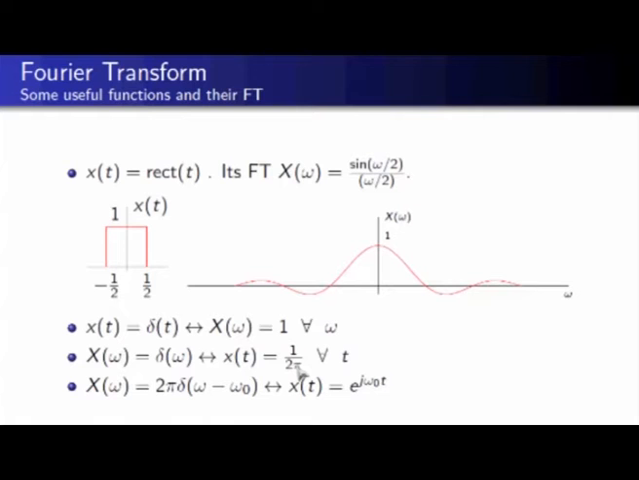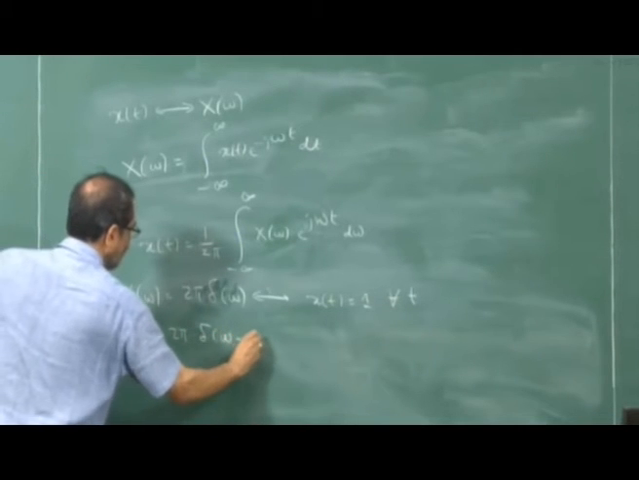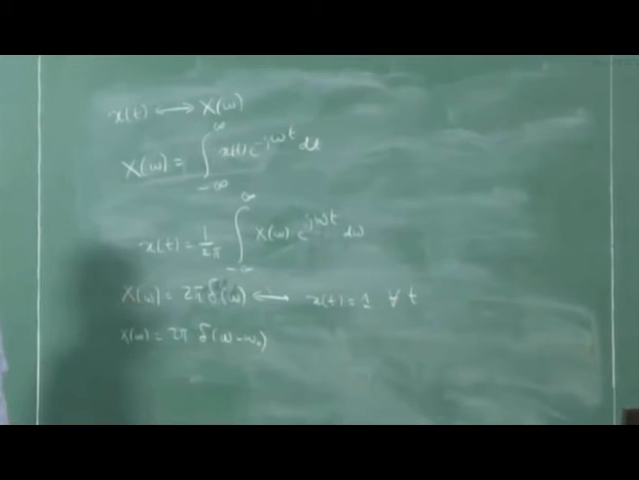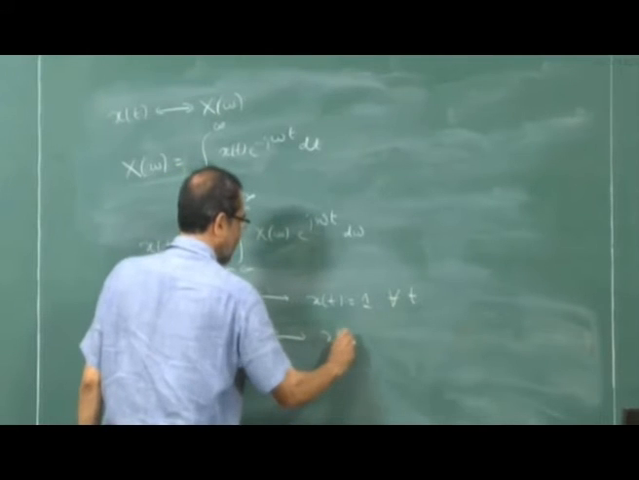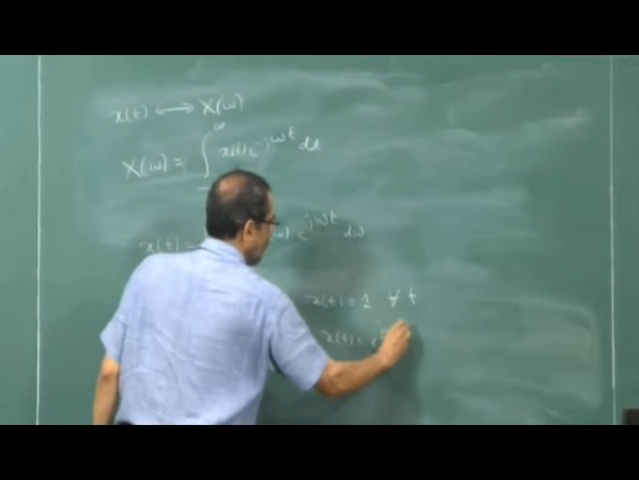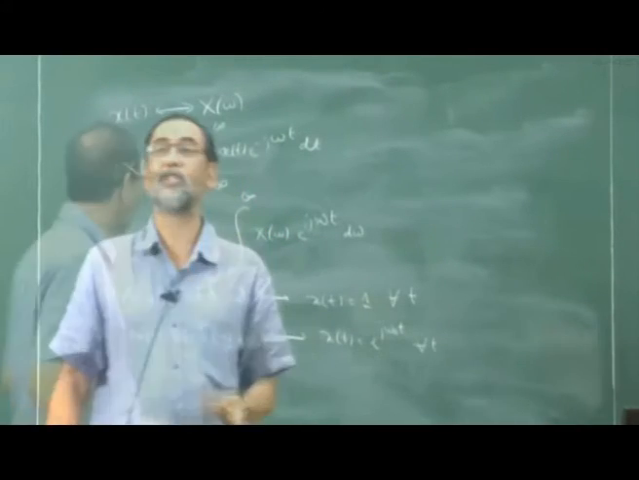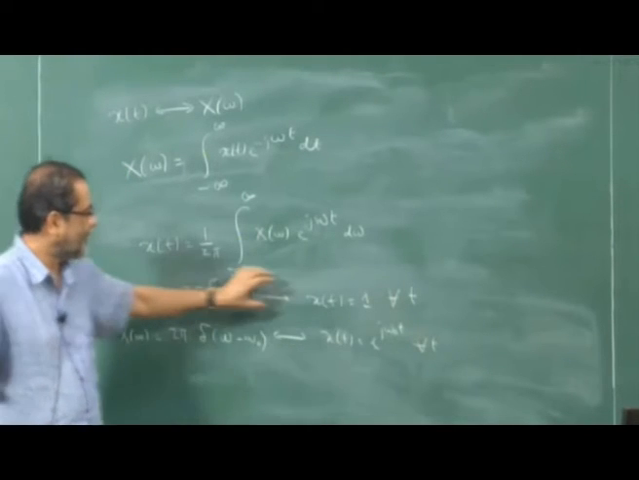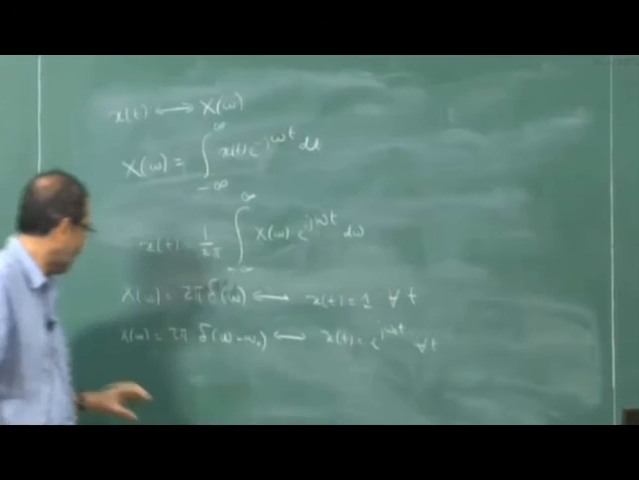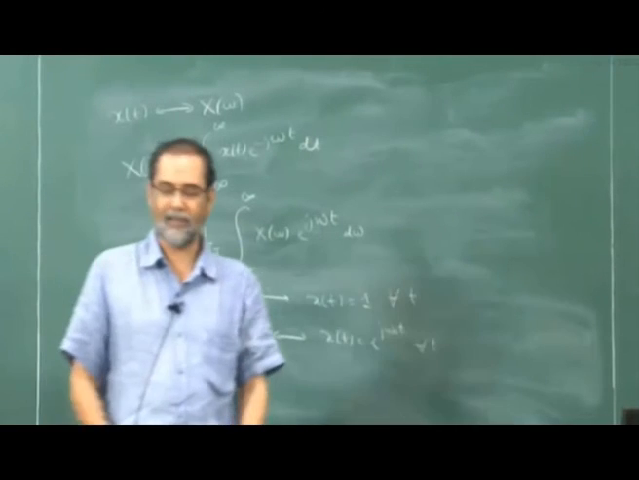By the same logic, if you delay this, if instead of this, x of omega is now a shifted impulse, it turns out that x of t is e raised to j omega naught t for all times. So this is the complex exponential, everlasting exponential. You get interesting results. If x of omega is an impulse, then x of t is a constant. If x of omega is a shifted impulse, x of t will be a complex exponential.